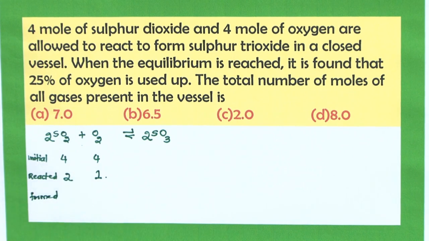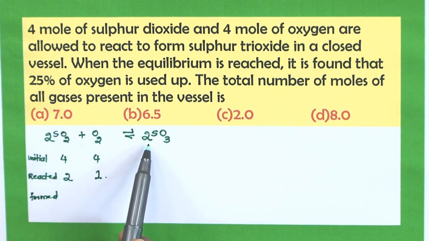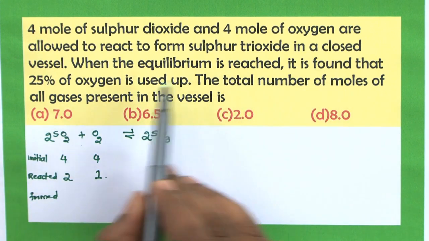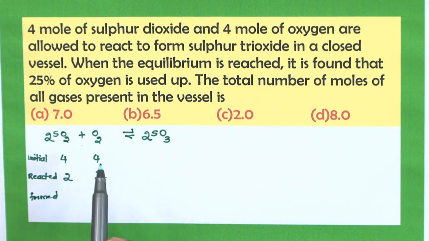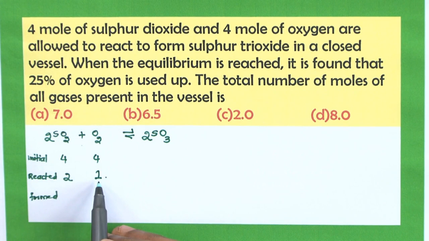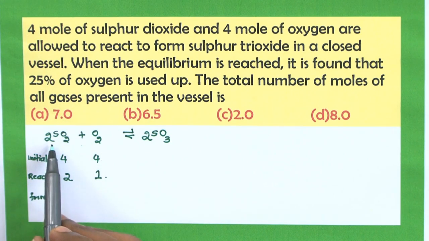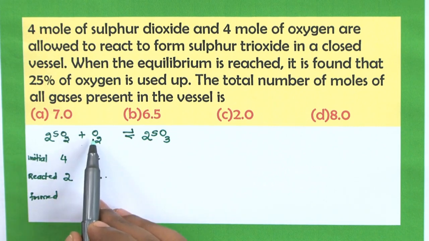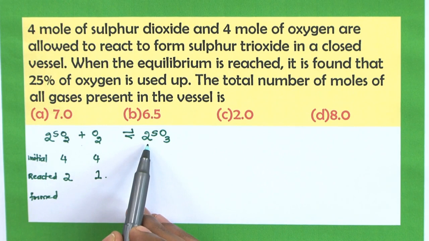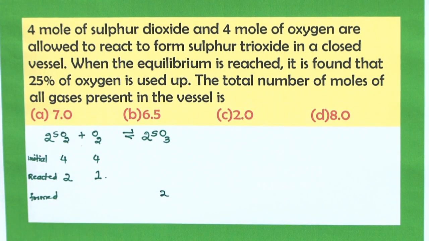If you look at the balanced chemical equation, if 1 mole of oxygen reacts, you get 2 moles of sulfur trioxide. They have mentioned that 25% of oxygen is used up. The initial number of moles is 4, so 25% of 4 moles refers to 1 mole. So we have taken 1 mole of oxygen as used. If 1 mole of oxygen reacts, simultaneously 2 moles of sulfur dioxide react. Hence 2 moles of sulfur dioxide react. If 1 mole of oxygen reacts, you get 2 moles of sulfur trioxide. So the moles of sulfur trioxide formed will be 2.